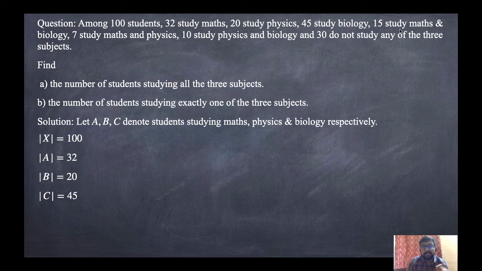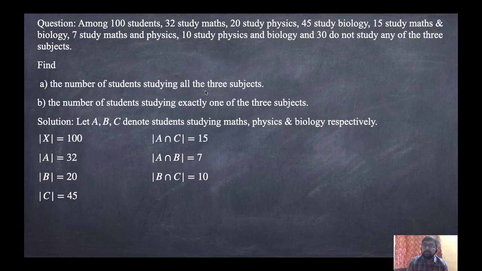Now, 15 study maths and biology. So for maths and biology, that means A and C. So intersection, cardinality of A intersection C is 15. 7 study maths and physics, so cardinality of A intersection B is 7. And same way, cardinality of B intersection C, that means physics and biology, and that is 10.